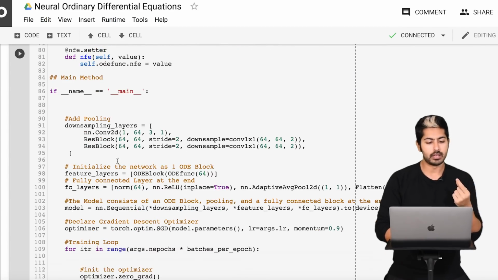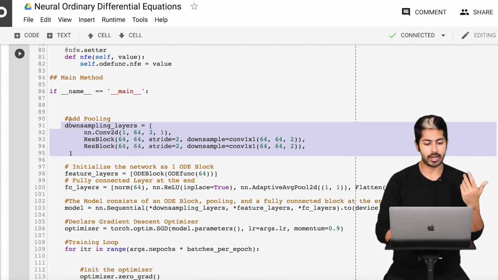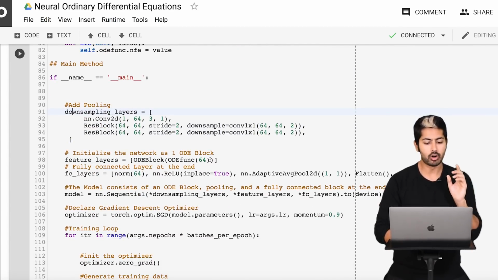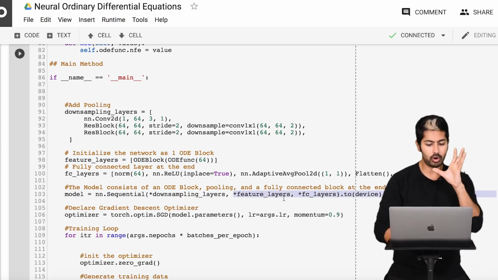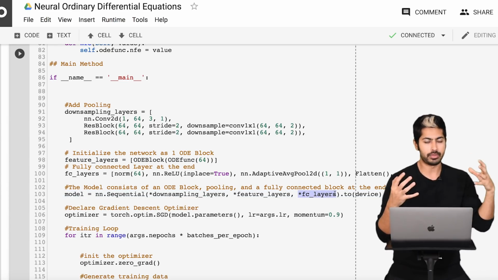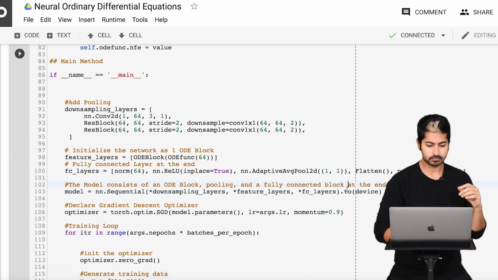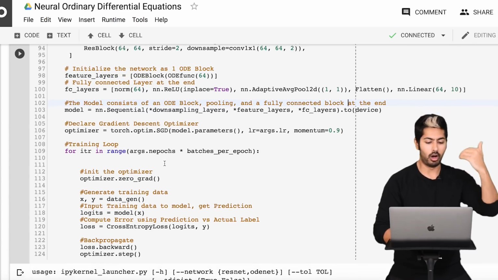And so in the main method, we add these pooling layers. And so we say, okay, here are our layers. It's going to be a single ODE block that's given this ODE function. Let's have a fully connected layer at the end and build our model. Our model is a sequential model consisting of these downsampled layers, our feature layers, which is our single continuous ODE block, and then our fully connected layers at the end to output that prediction. And then we go on as we normally would.